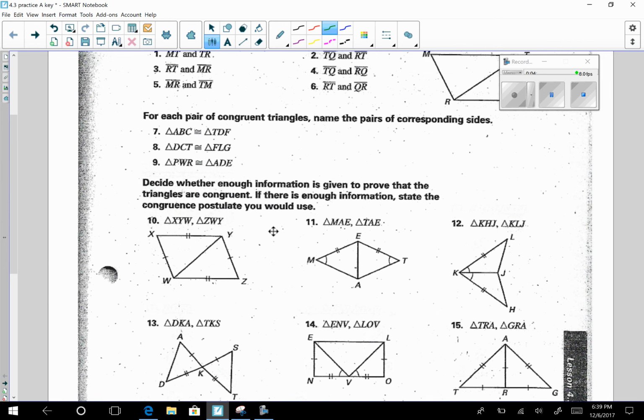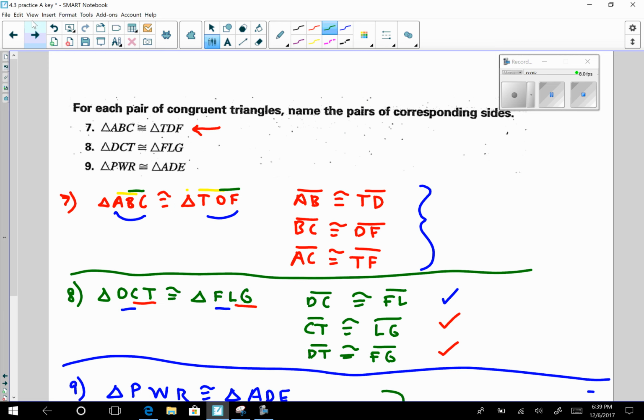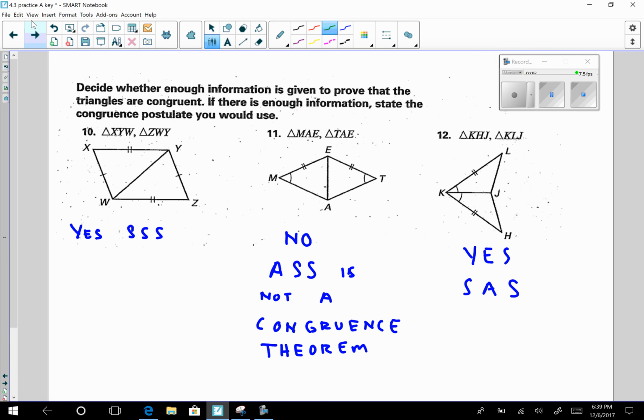So what we want to do for 10, 11, 12, 13, 14, and 15 is decide whether there is enough information to prove the triangles are congruent. If there is enough information, state the congruence postulate that you would use. So let's find the slide that has number 10 on it. And right here we are. This is number 10.